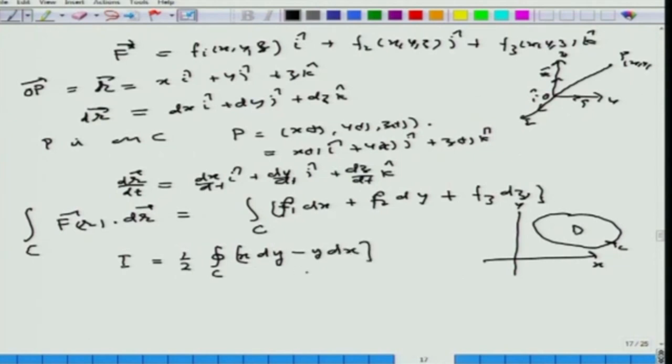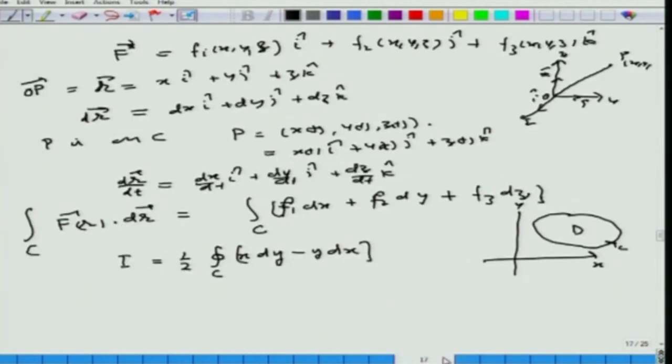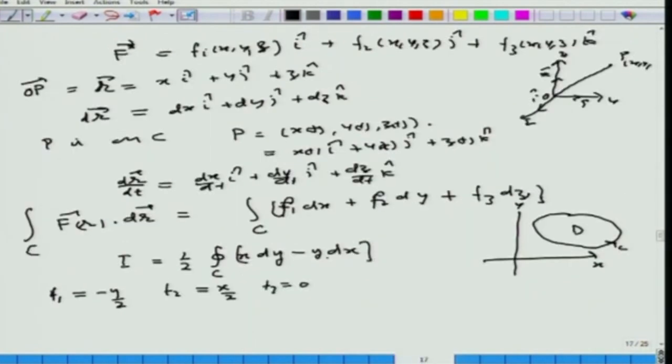So, this is a line integral which is of the form of this one, where in this case f1 is minus y by 2, f2 is x by 2 and f3 is 0. So, we can see that this I is a particular case of this here. Now, this actually gives the area of the domain D enclosed by this curve C, which can be seen using Green's theorem.